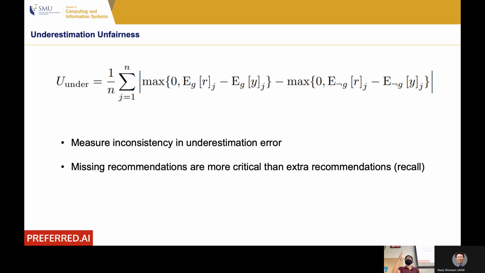You see the function that is the max of 0 and the true rating minus the estimation, right? So if the estimation is smaller than the true ratings, then you have the cost there. And this emphasizes that some missing recommendations are more critical than extra recommendations. So it's okay to recommend more courses, but it's not good to miss out some of the important courses. This is very similar to the recall metric that we usually measure.